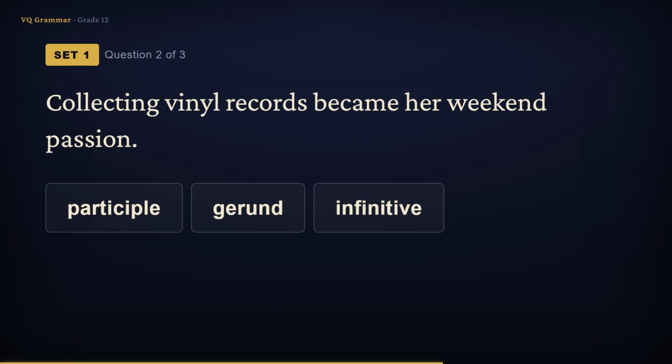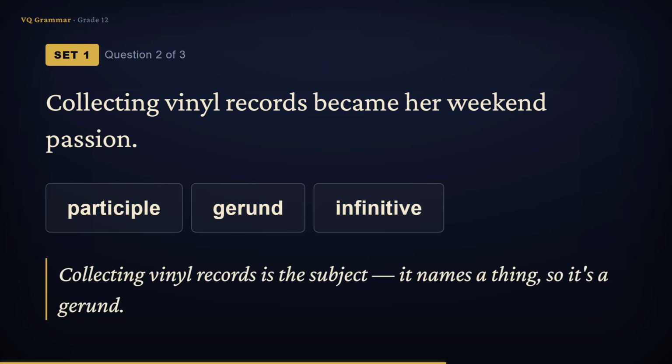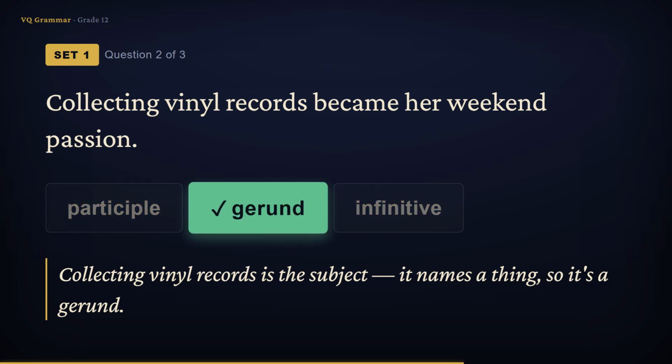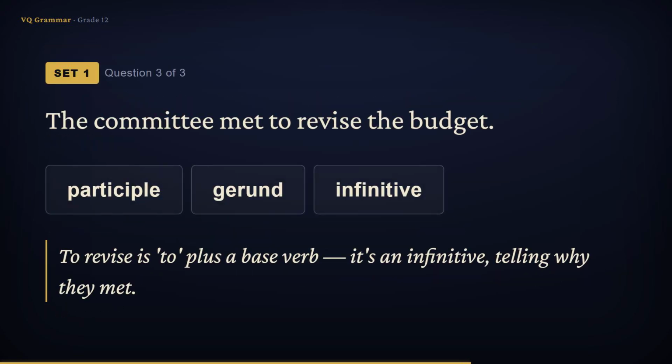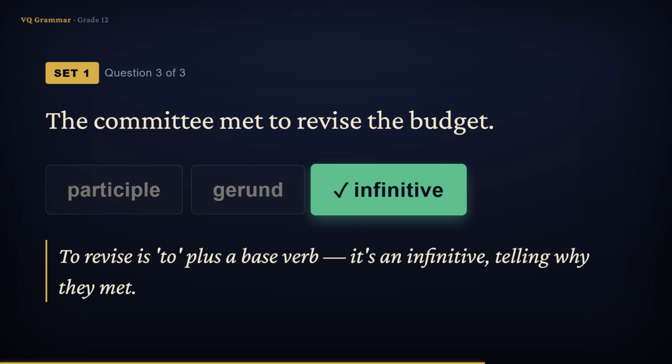"Collecting vinyl records became her weekend passion." What job is collecting doing here? It isn't describing anything. It's the thing that became her passion, sitting right in the subject's seat. Because it names something and fills a noun slot, collecting is a gerund. "The committee met to revise the budget." Look at to revise. It's the word to in front of the base verb revise. That signpost alone tells you the answer. To revise is an infinitive. Here it even tells why the committee met, doing the work of an adverb.